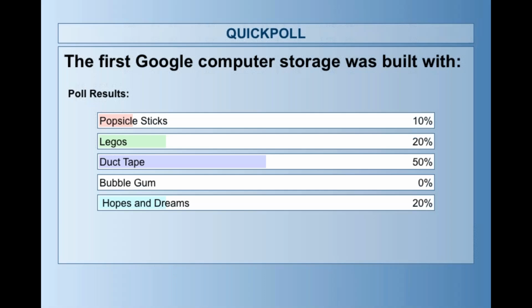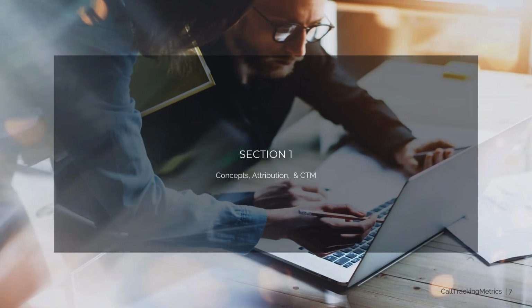Let's go ahead and take a look at the results. So looks like about 50% of us thought duct tape, 20% thought hopes and dreams. It was actually Legos, so 20% did get it correct. Popsicle sticks, 10% guessed, but was incorrect. So if you don't learn anything new today, you did learn some new Google facts, but hopefully we learn lots of other new stuff as well. All right, so let's jump into it. We've got a lot to cover.